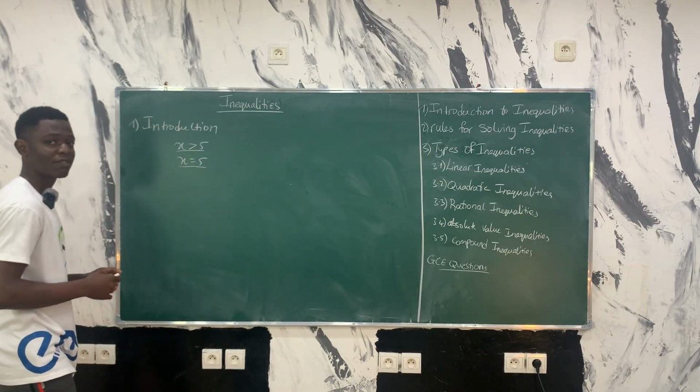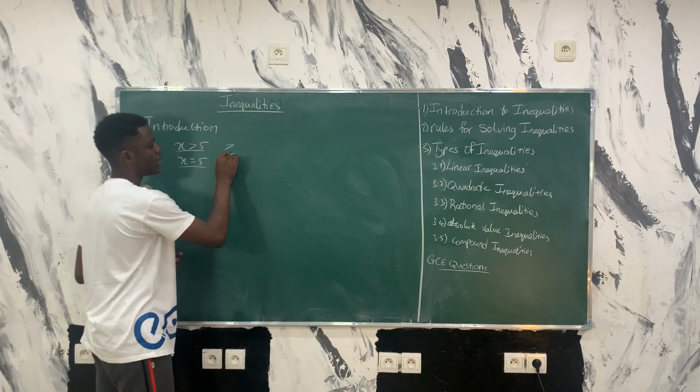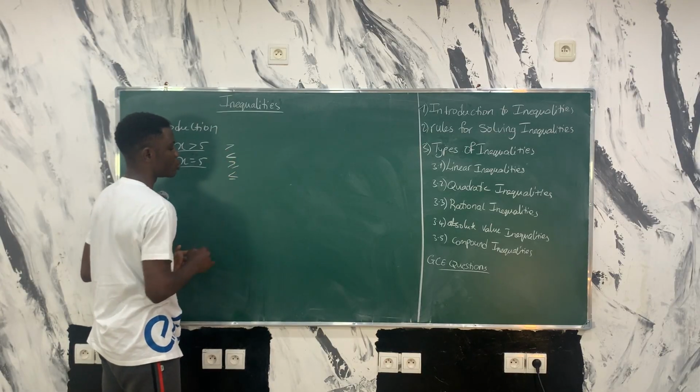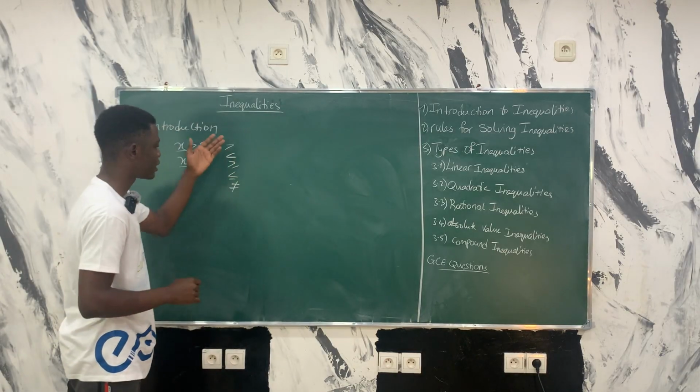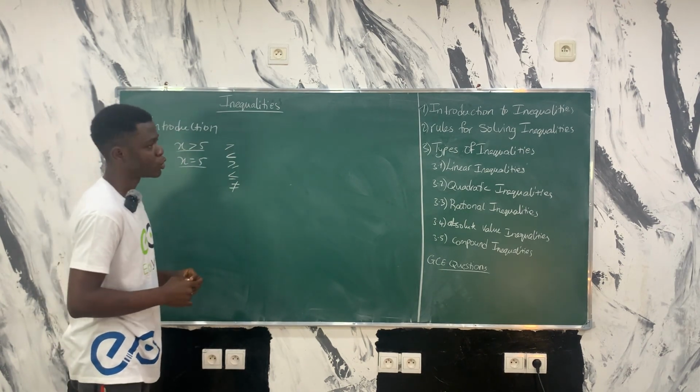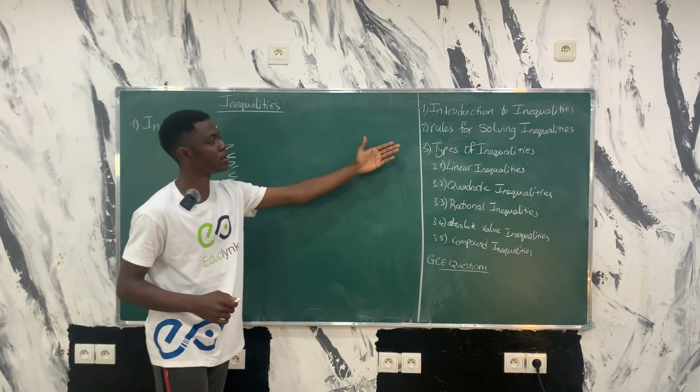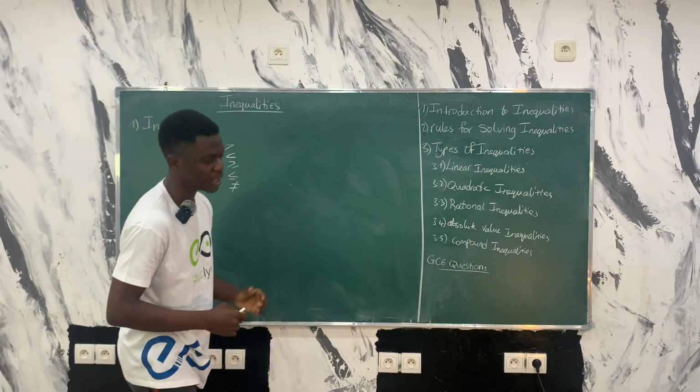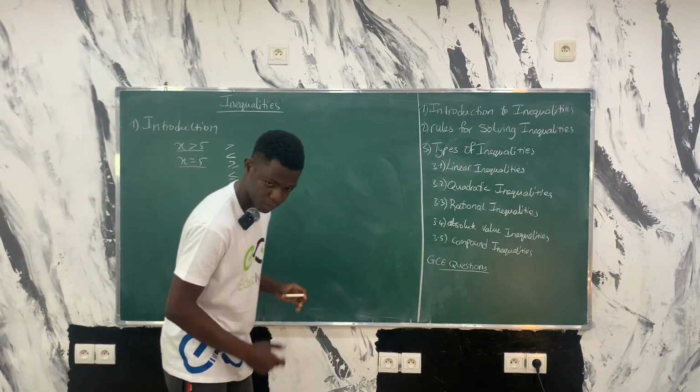So on inequalities, we have many signs. We have the greater than, less than, greater than or equal to, less than or equal to. We have a not equal to. These are the main signs of inequalities. So now we are going to see the rules for solving inequalities. Here was a brief introduction to it.